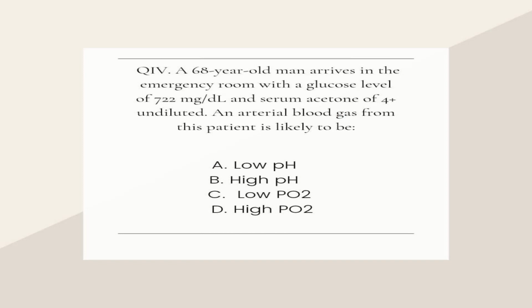The fourth question. A 68-year-old man arrives in the emergency room with a glucose level of 722 milligram per deciliter and a serum acetone of 4 plus in a diluted specimen. The arterial blood gas from this patient is likely to be A. Low pH, B. High pH, C. Low partial pressure of oxygen, D. High partial pressure of oxygen.